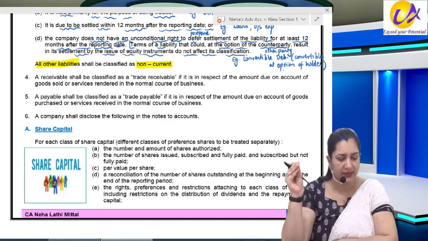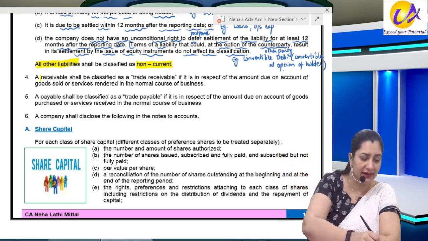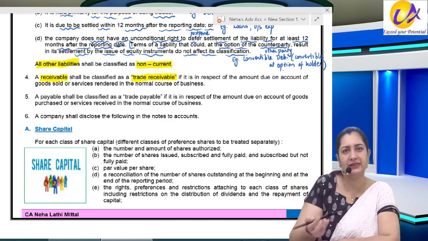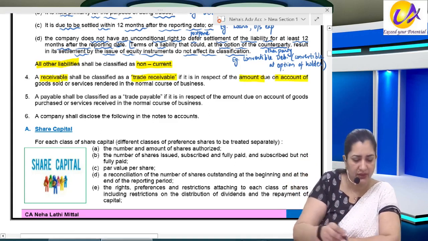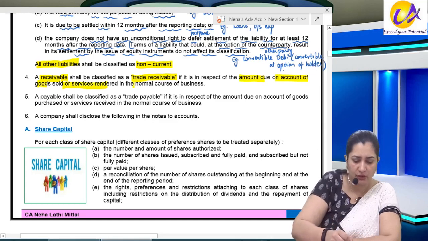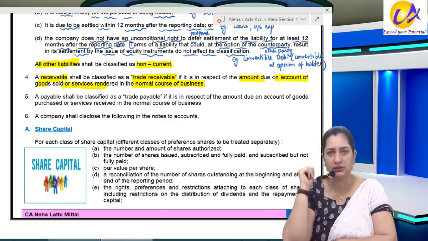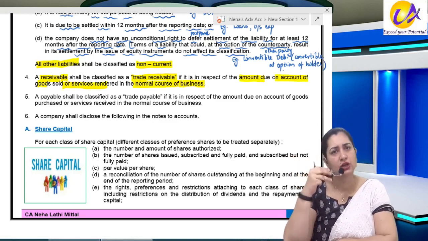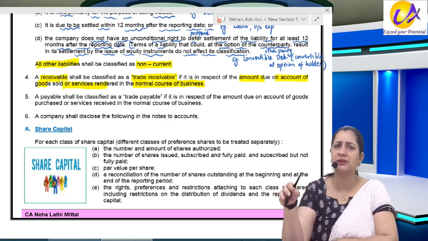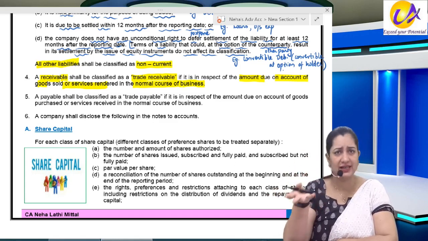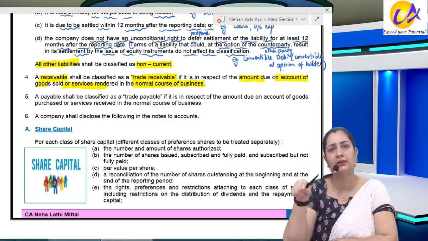Then point number 4, a receivable will be called a trade receivable. Trade receivable means it is receivable in the normal course of business. It's the amount which is due for goods sold or services in the normal course of business. So let's say you are a pharmaceutical company. Whatever amount is due for giving goods, the medicines, to your distributors will be in the normal course of your business. Your main business is manufacturing and selling medicines. So in that case, all that will be shown as trade receivable.